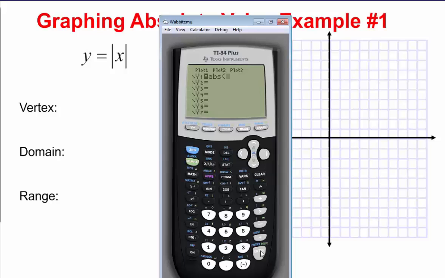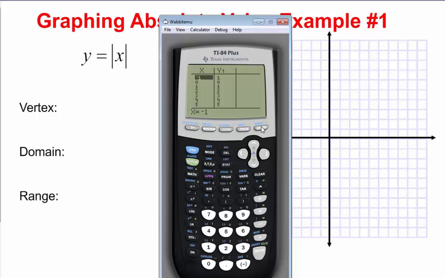So it's y is equal to the absolute value of x. So I'm going to enter in x, close my parenthesis. Then I'm going to graph it, just to get a general idea of what the graph looks like. Now I want to look at the table. So I'm going to go second, graph. And I'm going to look for the vertex.